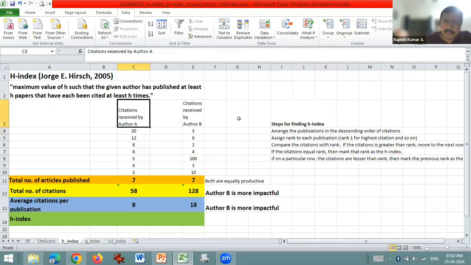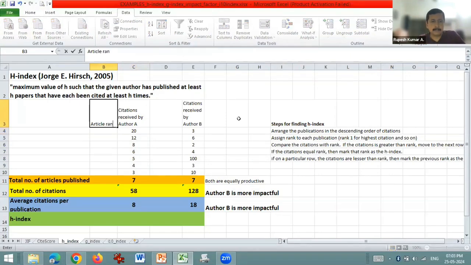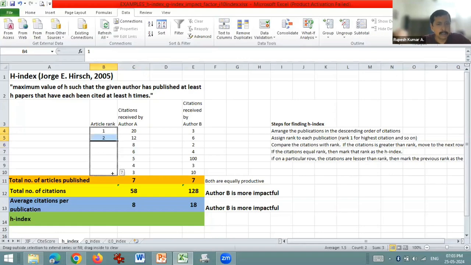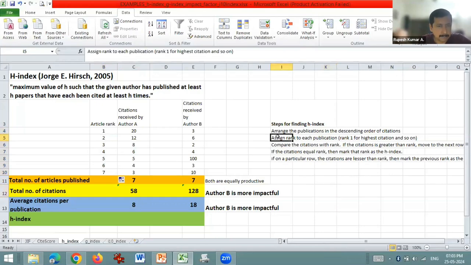So, let us assign rank to each article, each publication. This is like ranking the students based on their scores. Whoever has scored the highest will get the first rank. So, this article with 20 citations will get the first rank. Article with 12 citations will get the second rank and so on to 7. Now we have assigned the rank to each publication. Now consider both of them, article rank as well as citations, as pure numbers. Although rank is qualitative, consider them as pure numbers for the purpose of comparison.